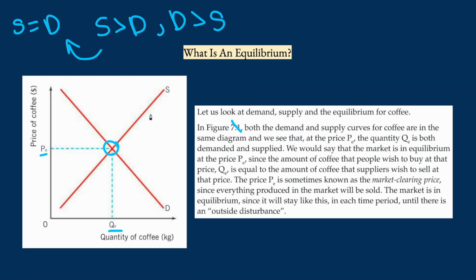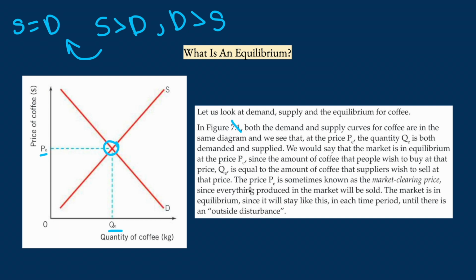However, at this point in time, there's an absence of outside disturbances. So this equilibrium is currently self-perpetuating and in a state of rest. Hence, there's one equilibrium right here. And we would say that the market is in equilibrium at this price since the amount of coffee that people want to buy at that price, quantity represented by QE, is equal to the amount of coffee that suppliers wish to sell at that price, aka it's just where it crosses over each other. The price PE is sometimes known as the market clearing price, since everything produced in the market will be sold.